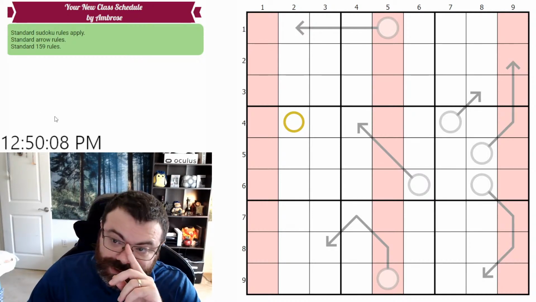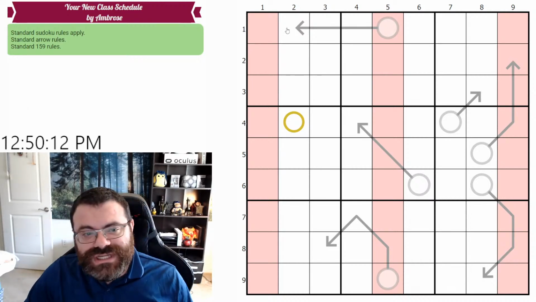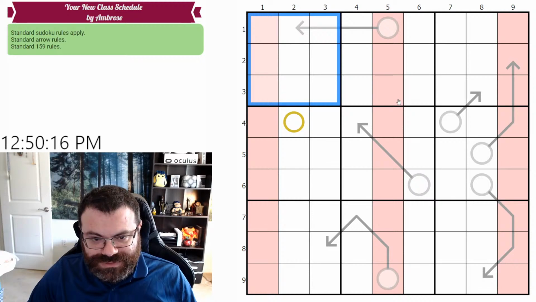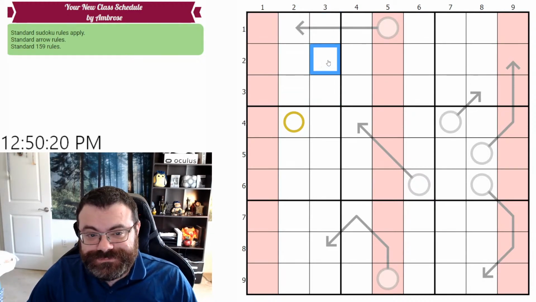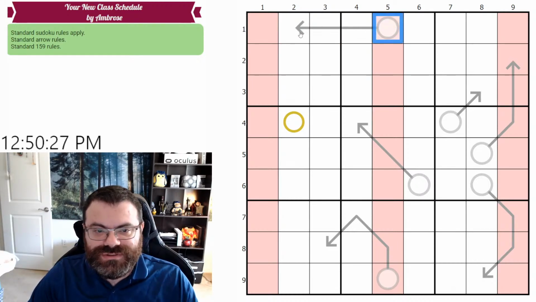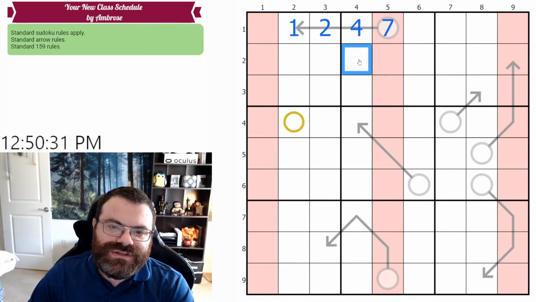All right, this puzzle is called Your New Class Schedule. It's by Ambrose. So we have standard Sudoku rules. In every row, every column, and every box, we place the digits 1 through 9 exactly once. Standard arrows. So these are arrows. Digits on an arrow sum to the value in the circle. So if this was 1, 2, 4, those sum to 7, that we'd have to fill a 7 in the circle.